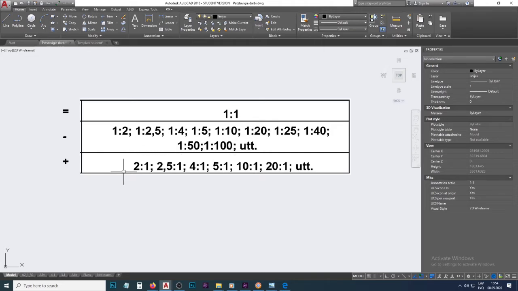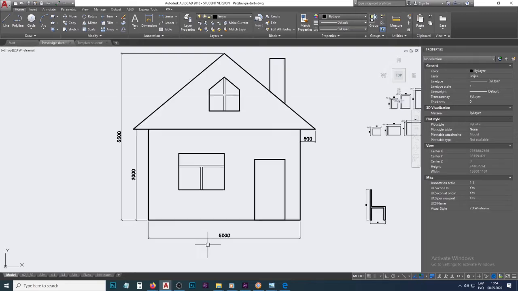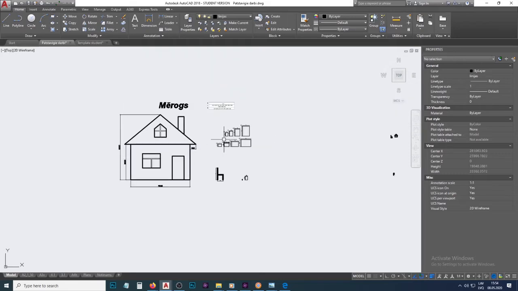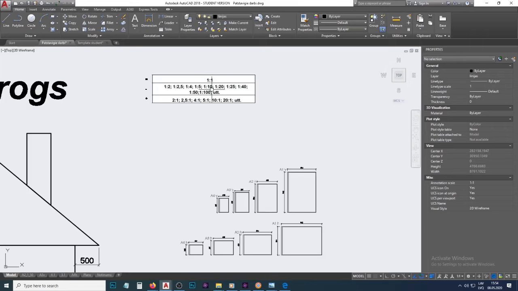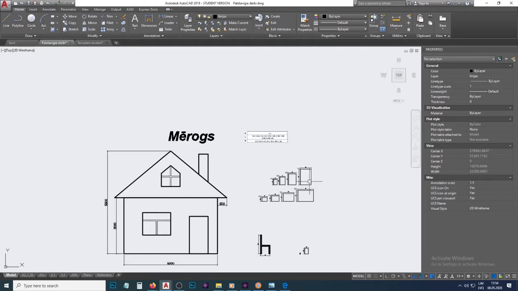And those increasing scales are opposite those ones. In that case our drawing is twice bigger than original one. Here our drawing is 10 times bigger than original one, and so on. If our house is 5 meters long and 5.5 meters high, we have to scale it at least for 10 times to place it in A1 format, and maybe it will be not enough.